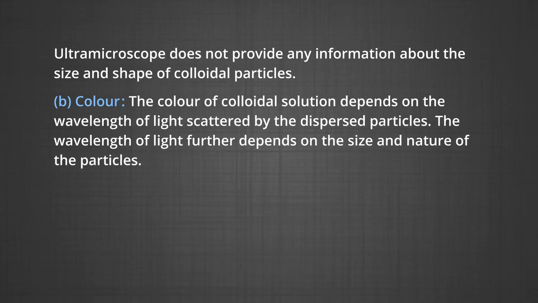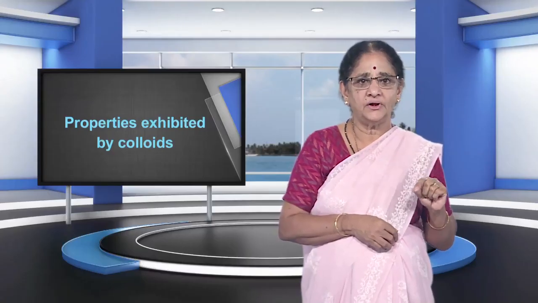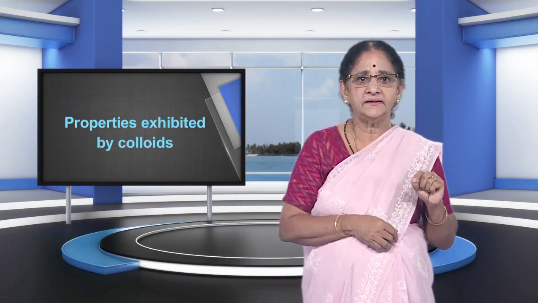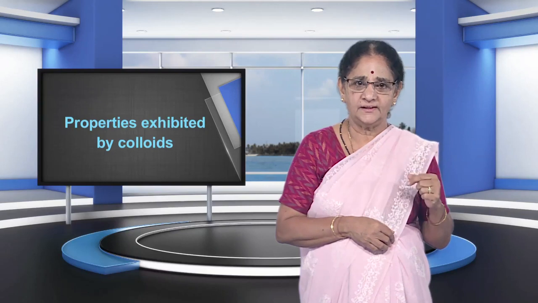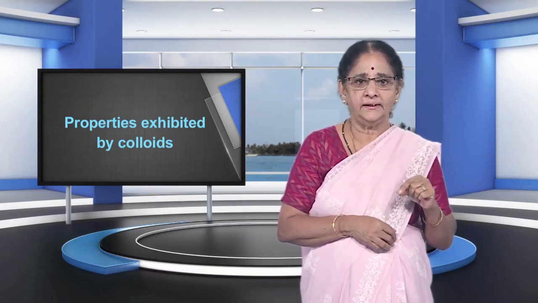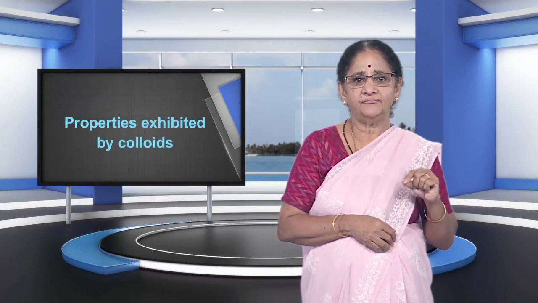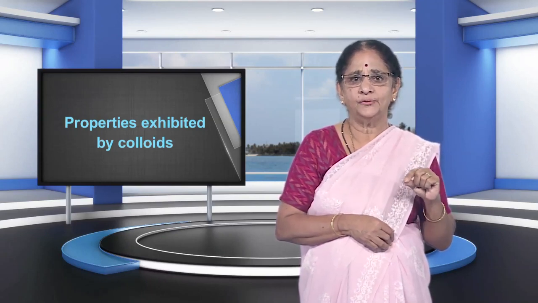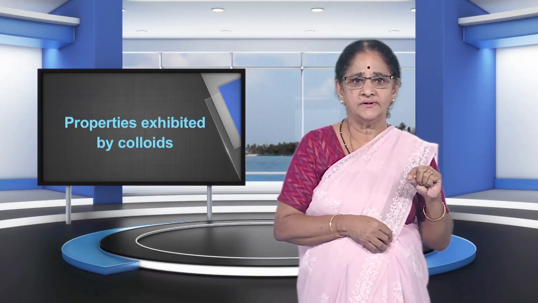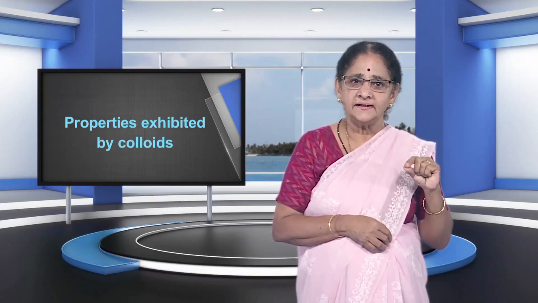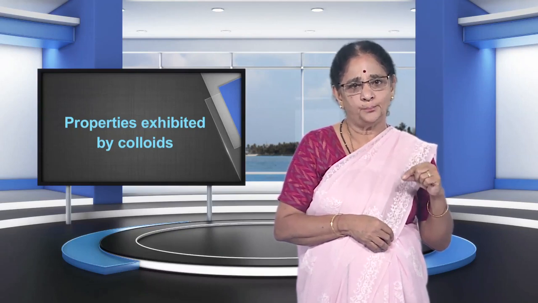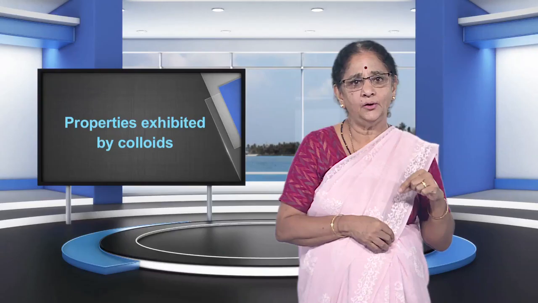B. Color. The color of colloidal solution depends upon the wavelength of the light scattered by the dispersed particles. The wavelength of the light further depends upon the size and nature of the particles. The color of colloidal solution also changes with the manner in which the observer receives the light. For example, a mixture of milk and water appears blue when viewed by the reflected light and red when viewed through the transmitted light. Finest gold sol is red in color. As the size of the particle increases, it appears purple, then blue and finally golden.